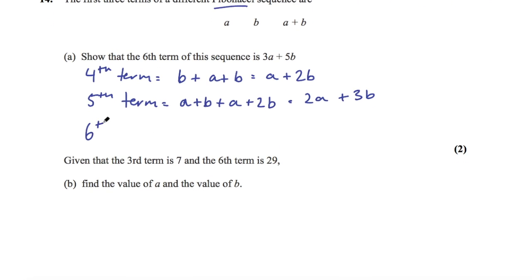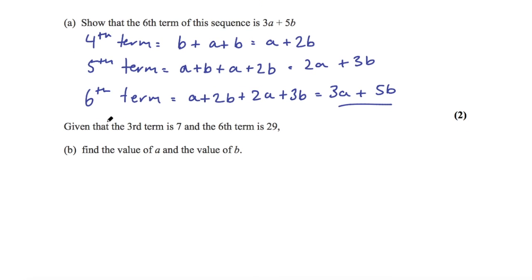And then the sixth term will be the fourth and fifth terms added together. So that's going to be a plus 2b plus 2a plus 3b. So that's 3 lots of a plus 5 lots of b. And we've ended up with the term that they asked us to show.